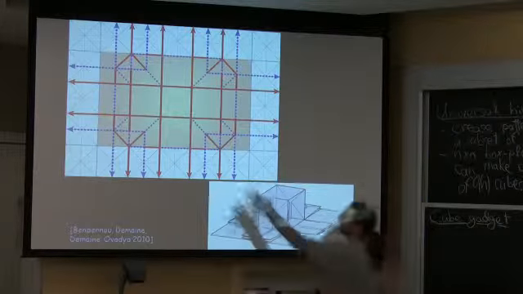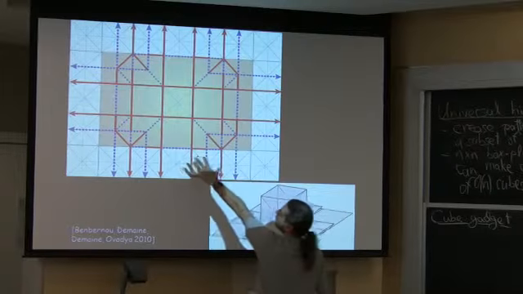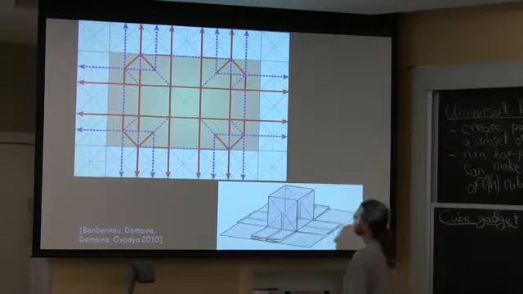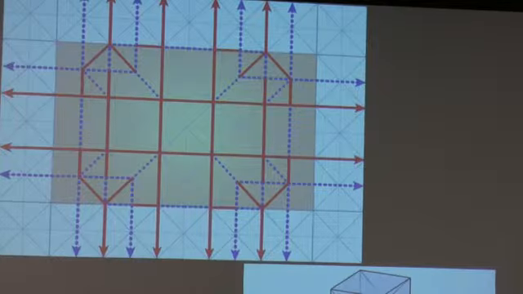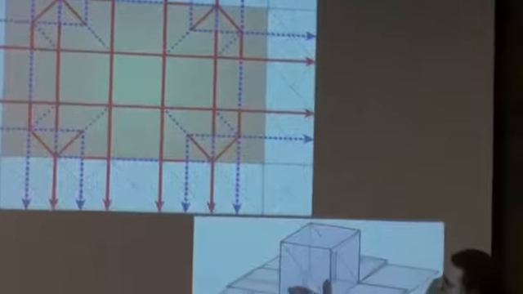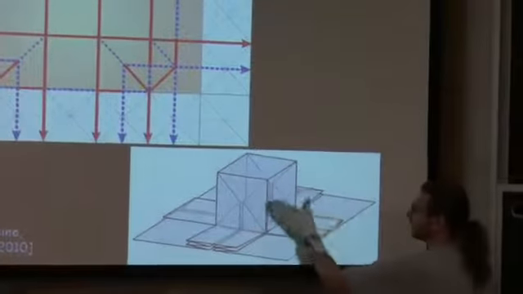So this is a crease pattern. Red lines are mountains, blue dashed lines are valleys. And it folds into this thing, which you can see is a cube. Here it's some semi-transparent material. And there's some pleats coming out in the 4 directions.